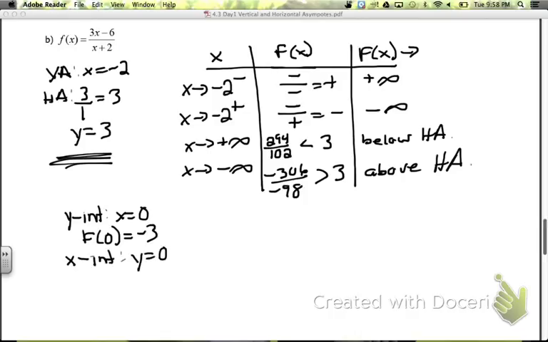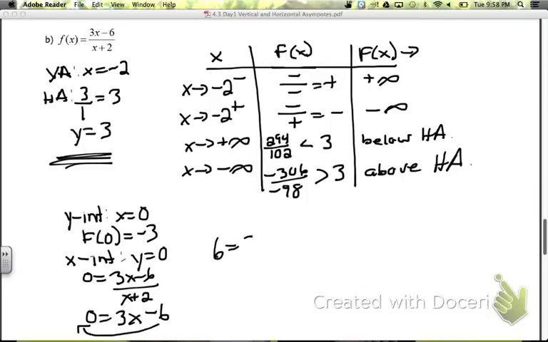So remember, our x-intercept exists when y is equal to 0. So we have 3x minus 6 all over x plus 2. I'd cross multiply here, and therefore I'd have 0 equals 3x minus 6. So then I will bring that 6 over to my left-hand side. So I have 6 equals 3x, divide both sides by 3, and therefore we'll get that x is equal to 2, and we have our point (2, 0).